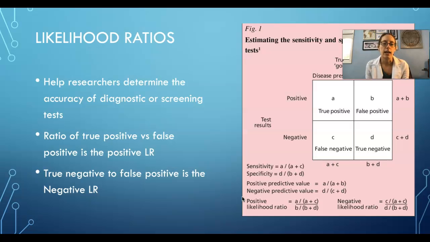That also brings us to likelihood ratios, and that helps researchers determine the accuracy of diagnostic or screening tests. The ratio of a true positive versus a false positive is called a positive LR, and a true negative versus a false positive is a negative LR. And this is just a little chart over here that kind of tells you the math behind that. You're not going to need to understand or to do the math behind it. I just want you to know what it means if you come across it in your research.